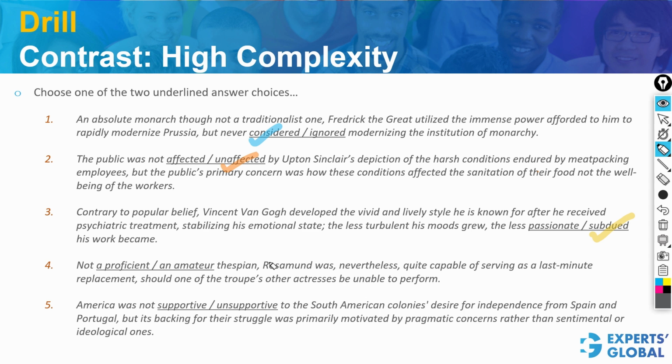In the fourth sentence, we need to figure out whether Rosamund was a proficient or an amateur thespian, in simple words, actor. So he was quite capable of serving as a last minute replacement. So he was only a replacement, and there is also a shift in meaning here. That means his taking up a last minute role was a backup option of sorts. In simple words, this entire part of the sentence suggests that Rosamund was a decent enough actor to act as a last-minute replacement. And this is a surprise of sorts because of this usage.